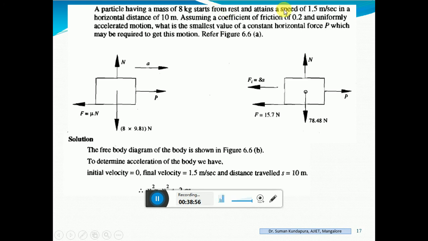It starts from rest and attains a speed of 1.5 meter per second. So velocity is 1.5 meter per second, in the horizontal distance 10 meter. That is S is equal to 10 meter.